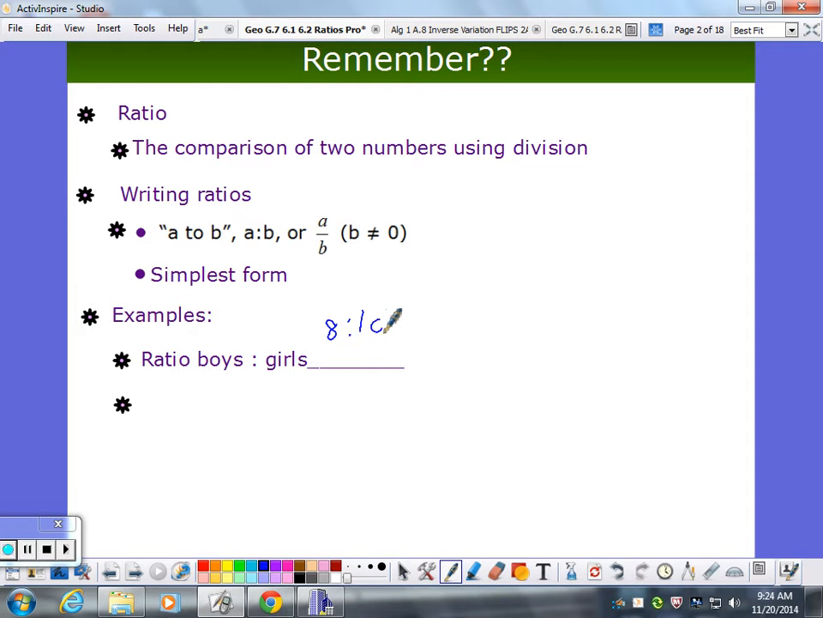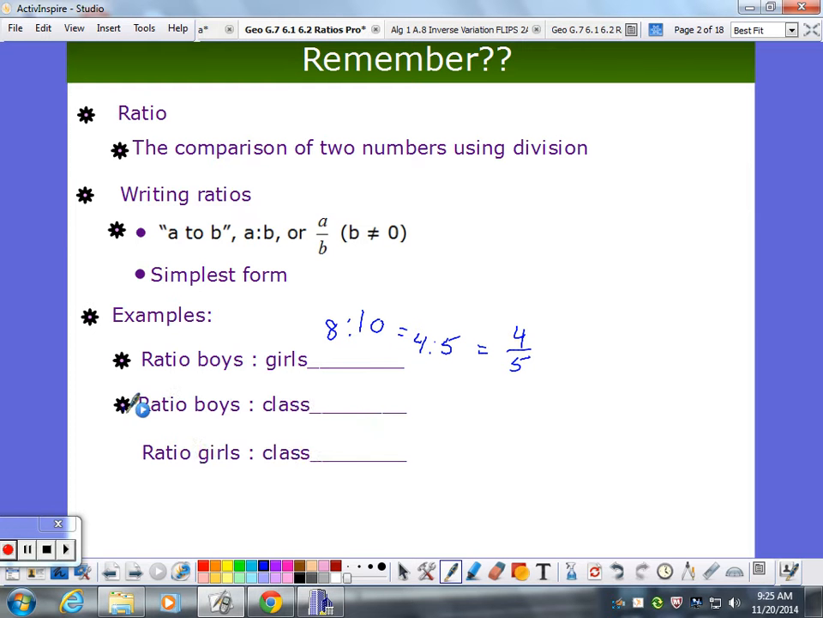Absolutely, we count. But you are women, not girls. We count. That's it. I get to make the call. Now, 8 to 10. Can I leave it 8 to 10? No, not really. We have to divide them both by 2. Right. So, in simplest form, we would say 4 to 5. We could also write it like this.